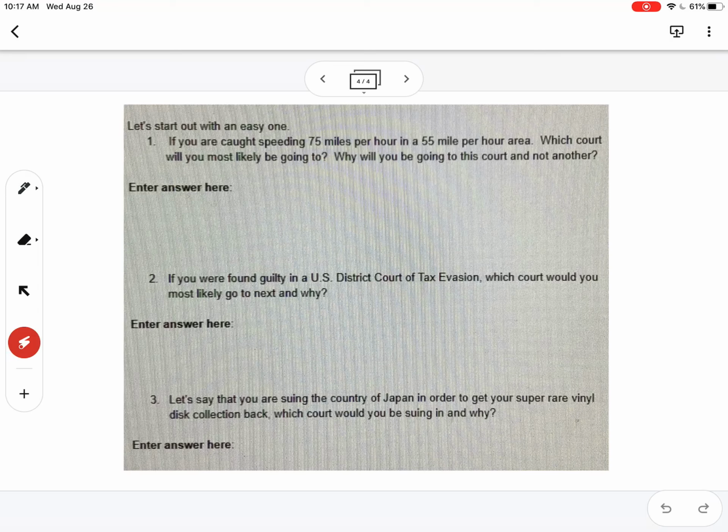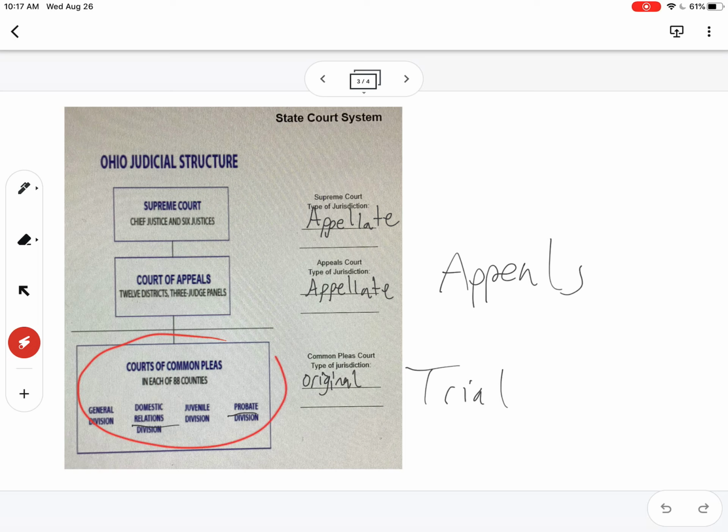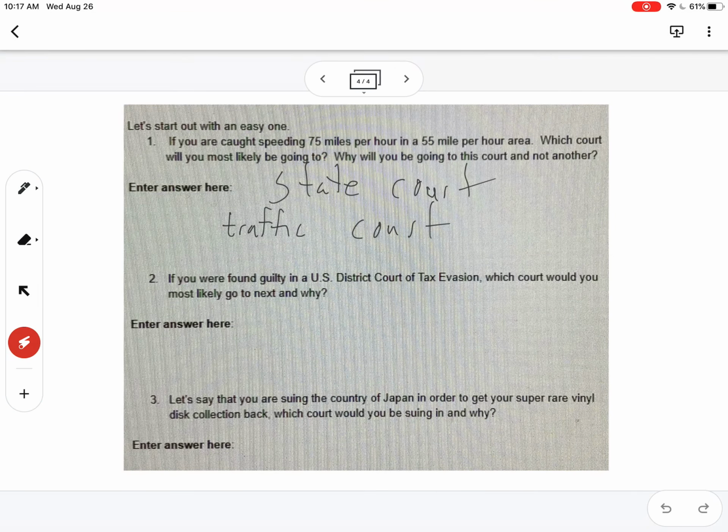So the court system that you're probably going to be going to is a state court system. And specifically, you're probably going to a traffic court because you committed a traffic violation, right? And to give you an idea where that traffic court's going to be, it's going to be somewhere down here, most likely. Okay, so it's going to be one of these courts in the very bottom of the state court system.